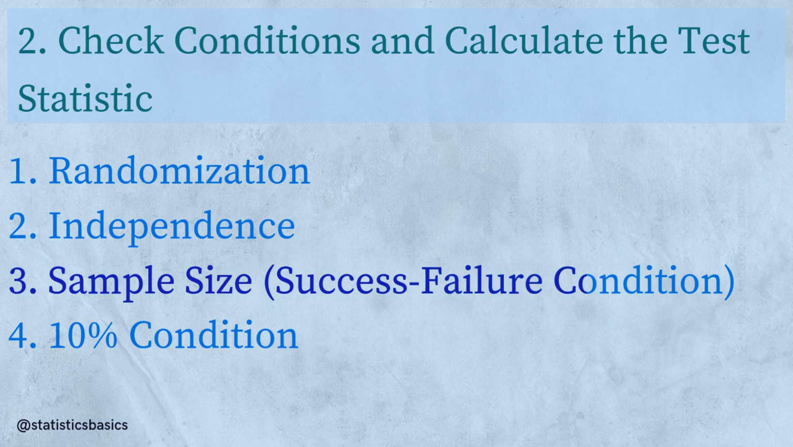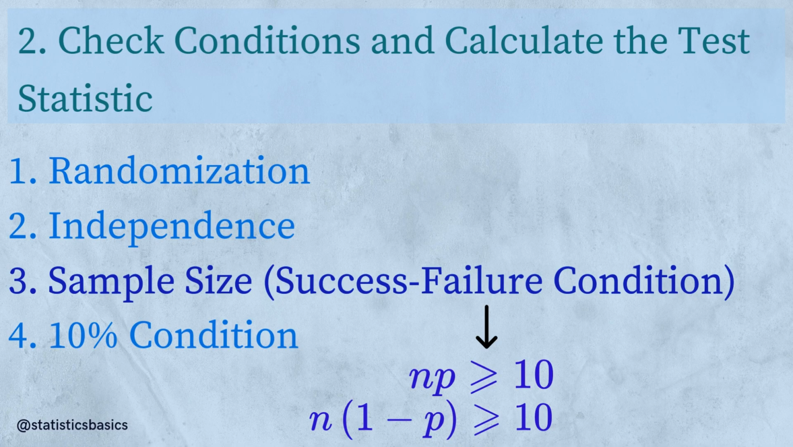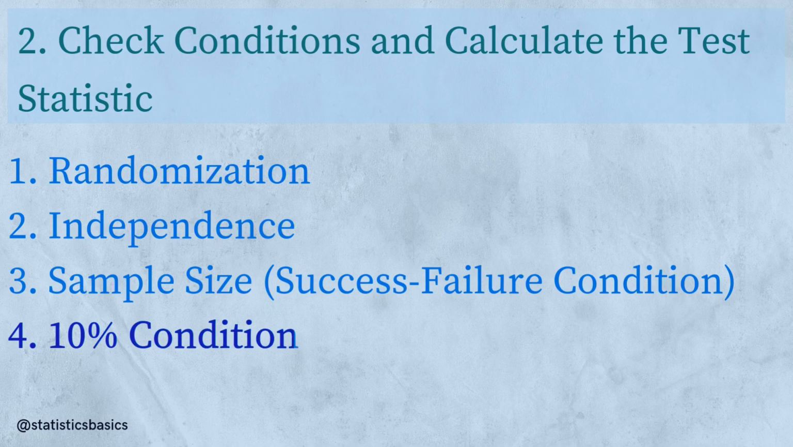Third, the sample sizes must be sufficiently large to support the normality approximation. This is typically checked using the success-failure condition, that is, both groups must show at least 10 successes and at least 10 failures. Finally, if sampling without replacement from a finite population, the 10% condition should hold, that is, each sample size should be no more than 10% of the respective population.